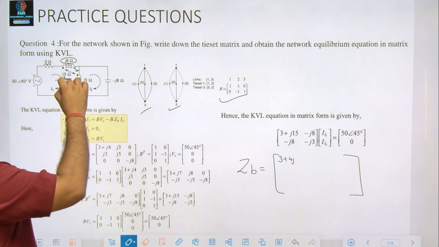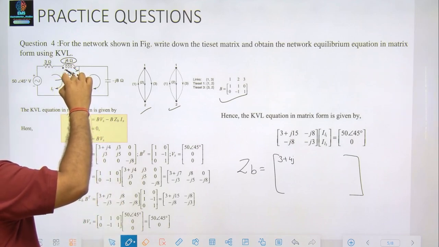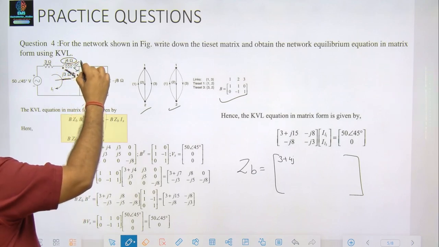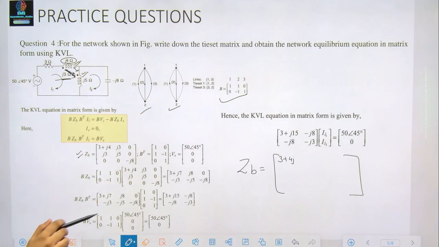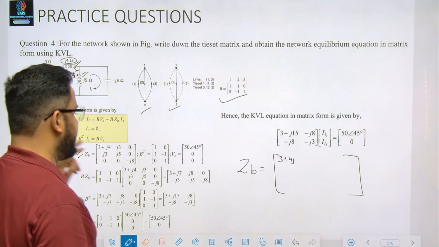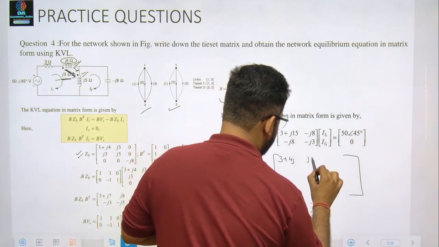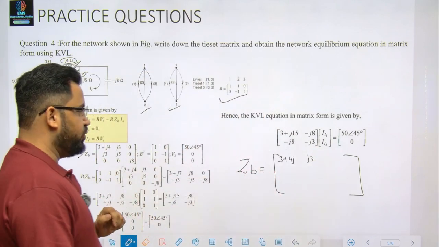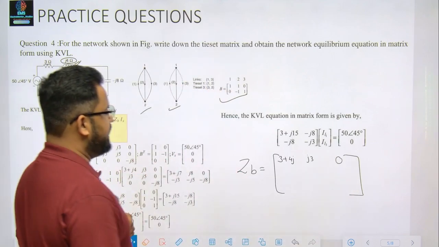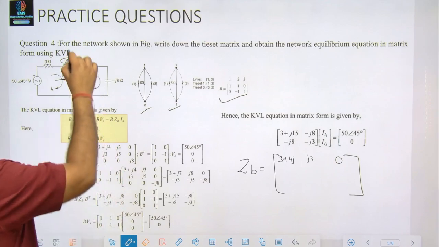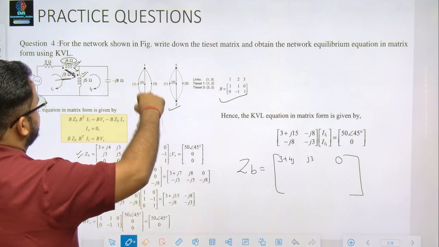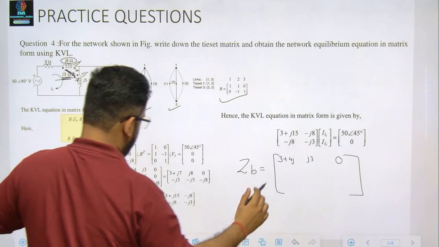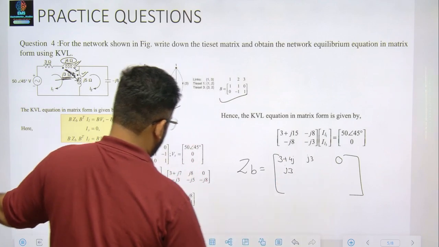But if you see, there is a mutual impedance caused by this inductor to this branch. So this gives me an additional value of j3, because this will be acting over here also. The last branch does not have any connection. Similarly, when I go to branch 2, this j3 ohm is having an effect on this branch as well. So I'll be taking j3 ohm.